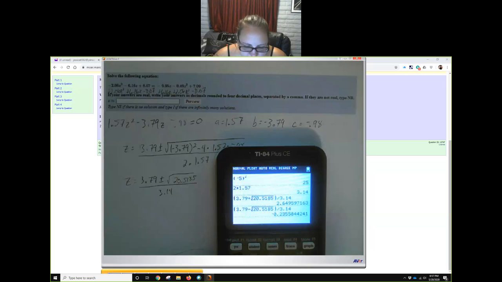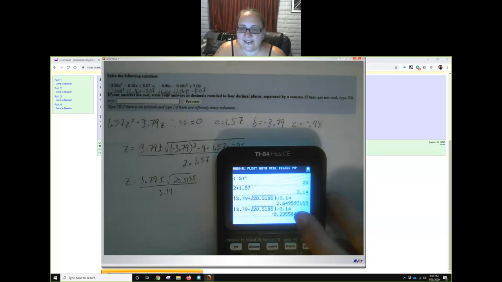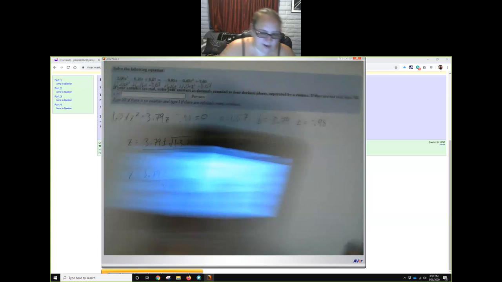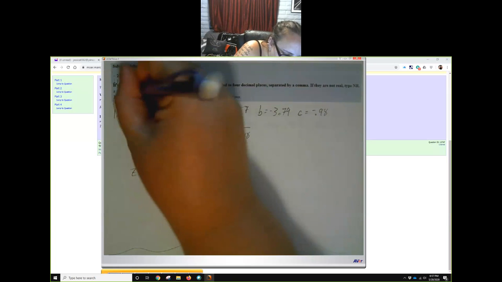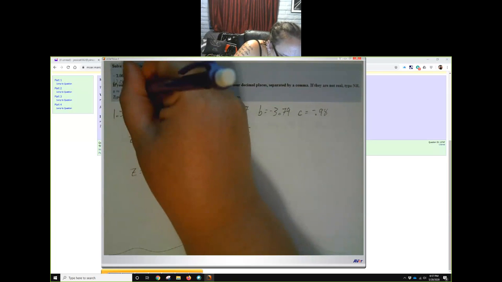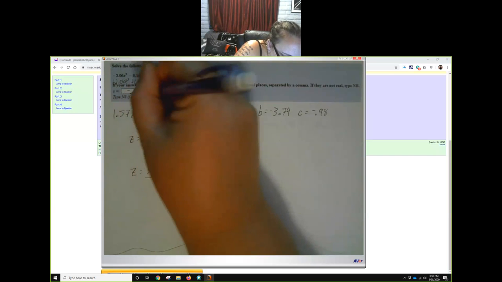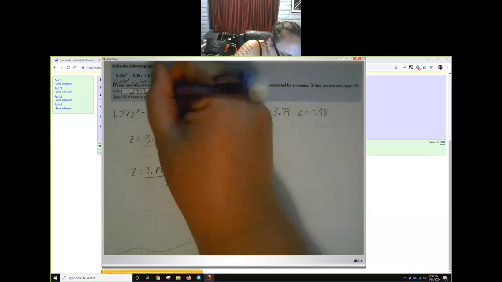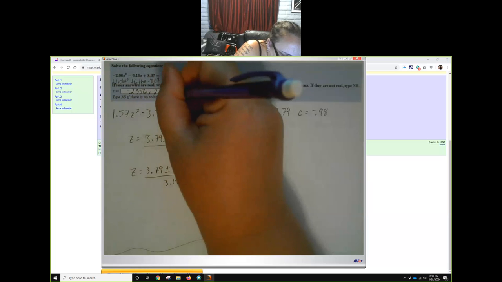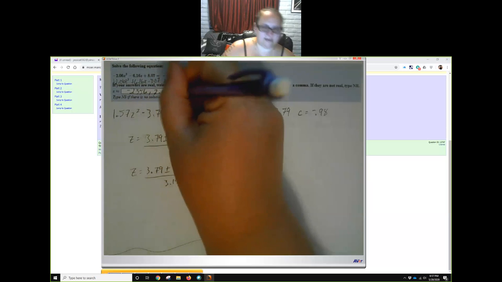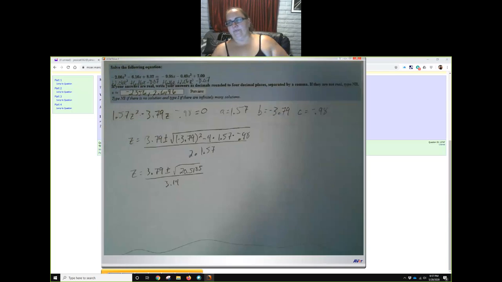So 4 decimal points again. Yep. So negative 2.356. That's going to round up to negative 0.2356. And 2.6496 as well. That's also going to round up to 2.649.